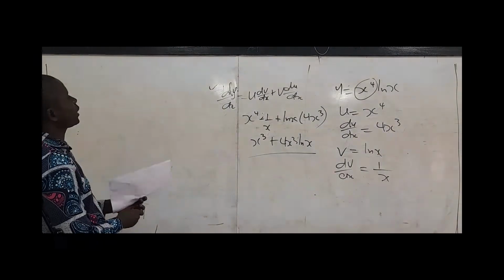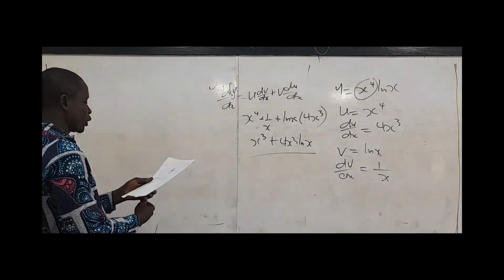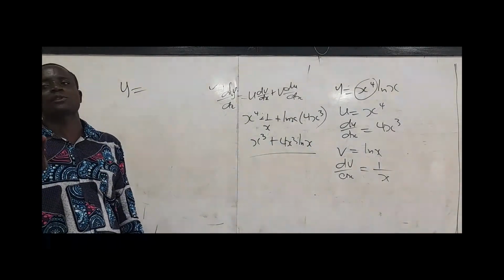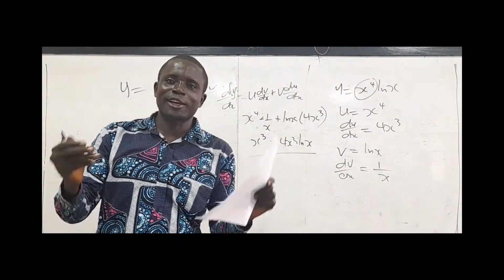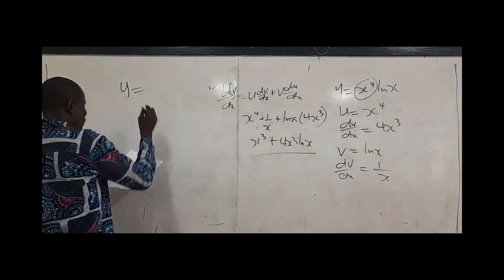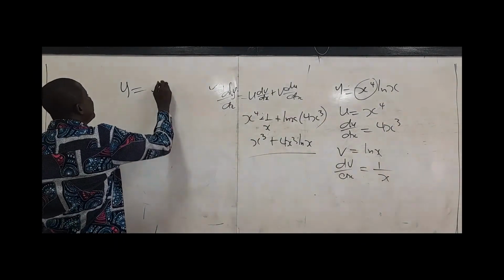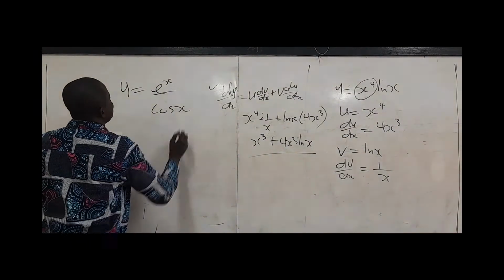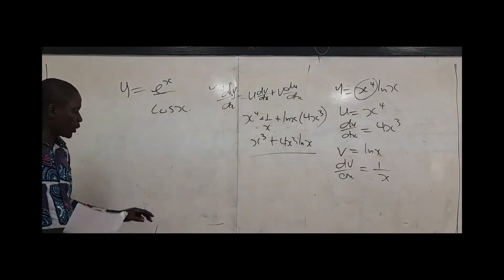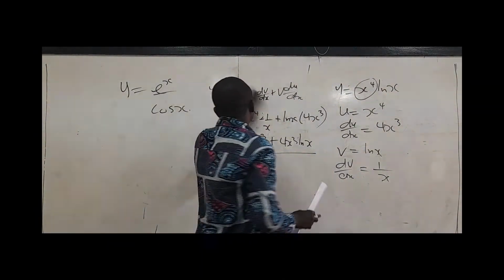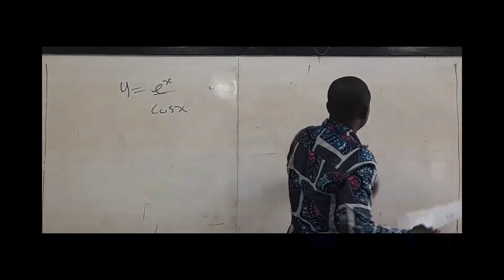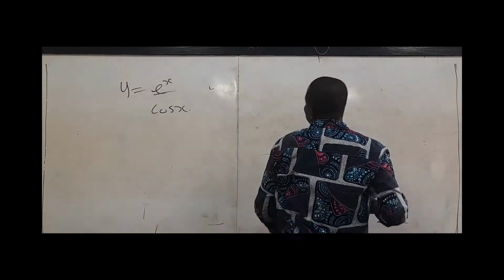Okay, now let's look at this very interesting one, then we proceed. We are having y is equal to, am I talking too fast? If that's true, just make sure that you move like that. Is that okay? So we have e^x over cos x. This is purely a quotient, and we are applying the quotient rule.